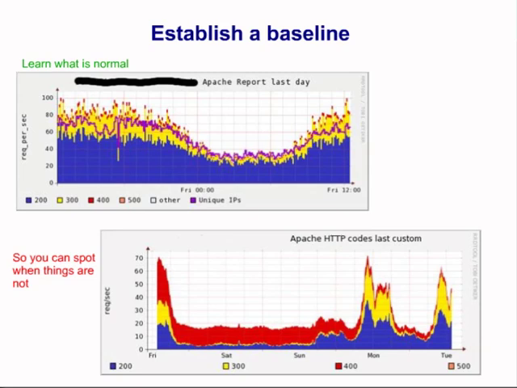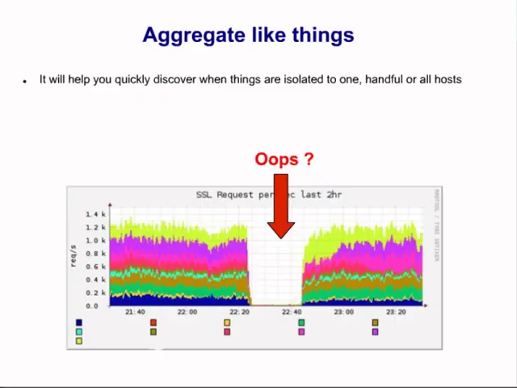You should aggregate like things so that you know, when things are isolated, is it one server that is down, a couple, or is it the full site? In this particular case, this was a bad set of firewall rules that caused the traffic to crater. That's another avenue you could take.